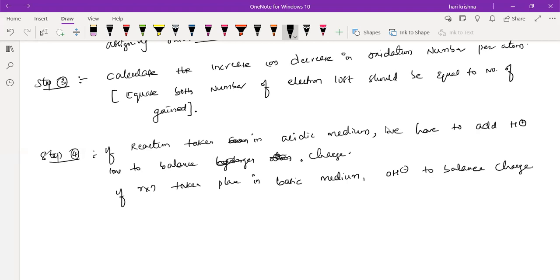If the reaction takes place in acidic medium, we have to add H plus ions. If the reaction takes place in the basic medium, we have to add the OH minus ions to balance the charge. Simple, that is step number 4, balancing of charges.